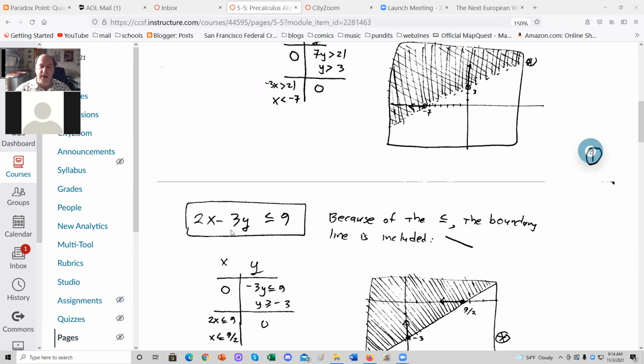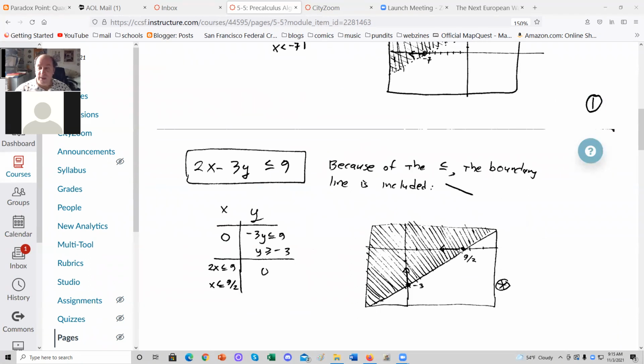Here's 2x minus 3y is less than or equal to 9. Because this is not a strict inequality, it's a non-strict inequality, I guess we could call it, we include the boundary line, and we'll denote that by a solid line. And because it's a line, we find the intercepts. When x is 0, minus 3y is less than or equal to 9, so y is greater than or equal to negative 3. So here's 0 by negative 3, we include that, and we include everything above it.